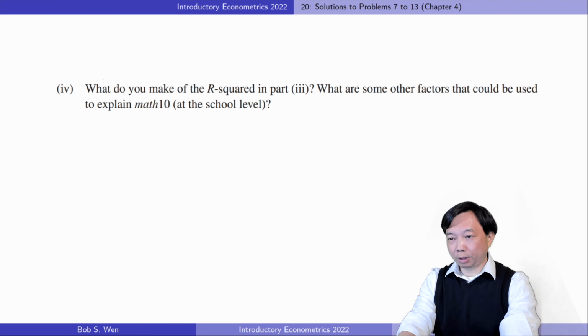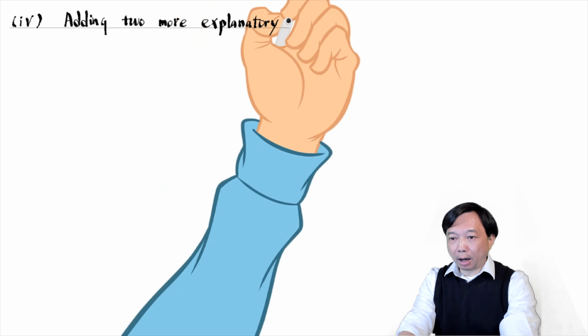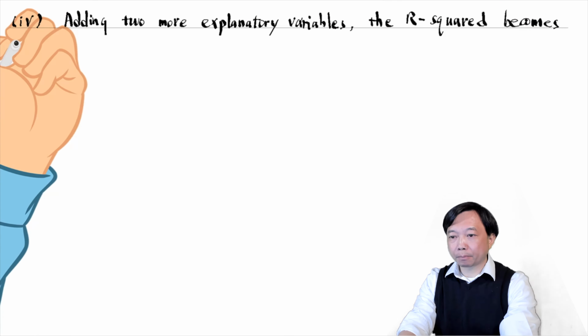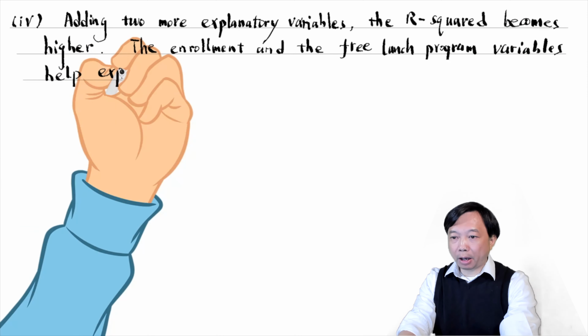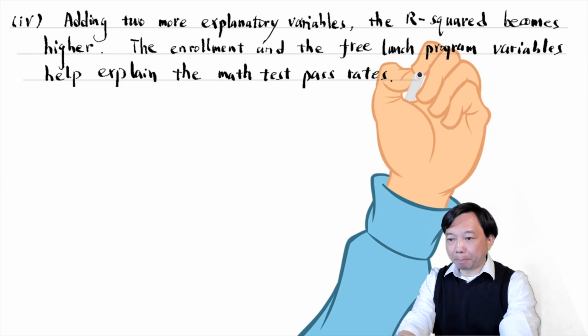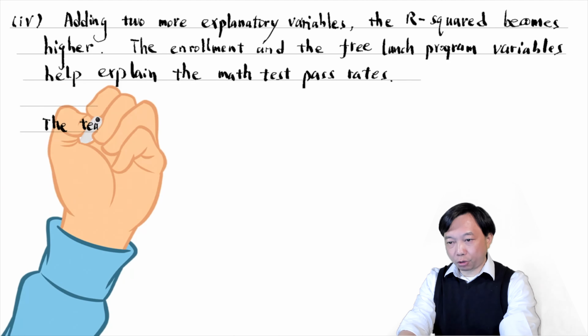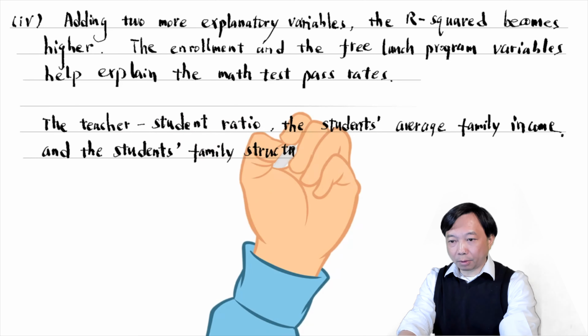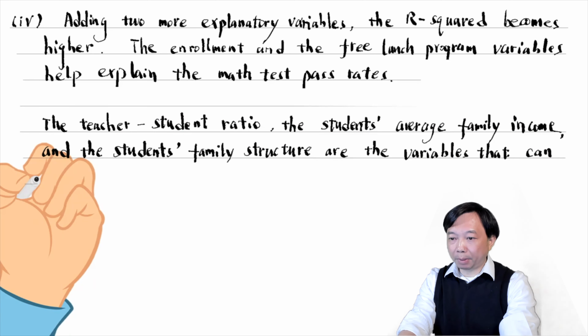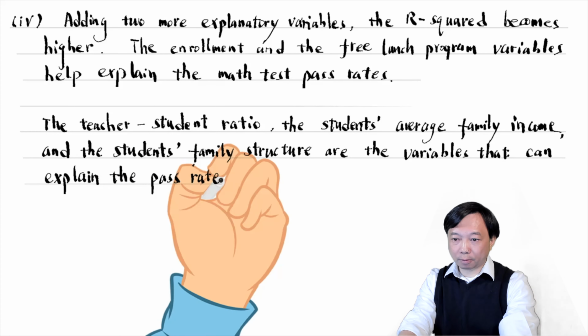For the fourth question, adding two more explanatory variables to the model, the R-squared becomes higher. The enrollment and the free lunch program variables help explain the math test pass rates. There were other factors that could be used to explain the pass rates. For example, the teacher-student ratio, the student's average family income, and the student's family structure are the variables that can explain the pass rate.